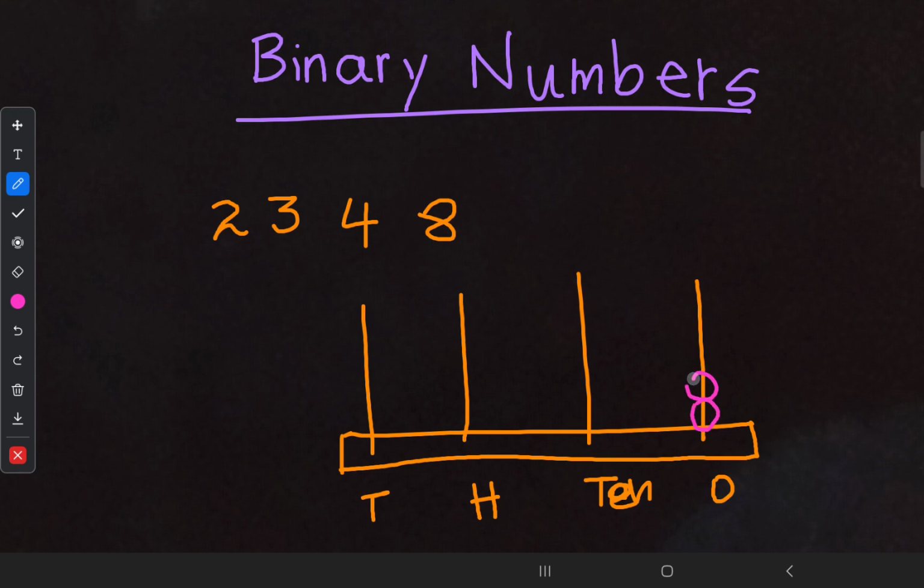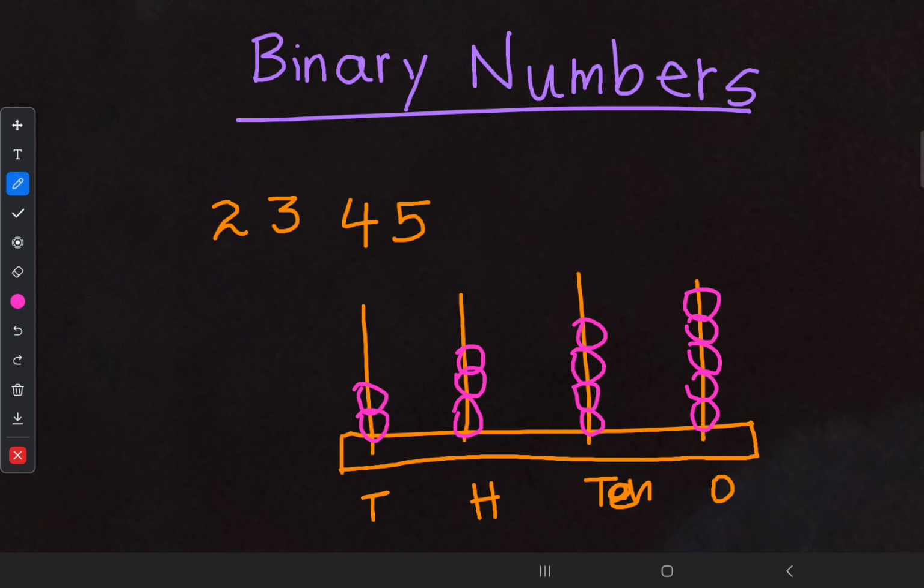8 means 1, 2, 3, 4, 5. I'll change it to 5, because we don't have enough space here. Next one, 4: 1, 2, 3, 4. And here 3: 1, 2, and 3. In thousands, we have 2. So you know how to represent. When I give you the number, you know how to indicate it in abacus notation. On the other hand, when I give you the abacus notation, you know how to denote it as a normal number. This is the thing we discussed in our previous grades.